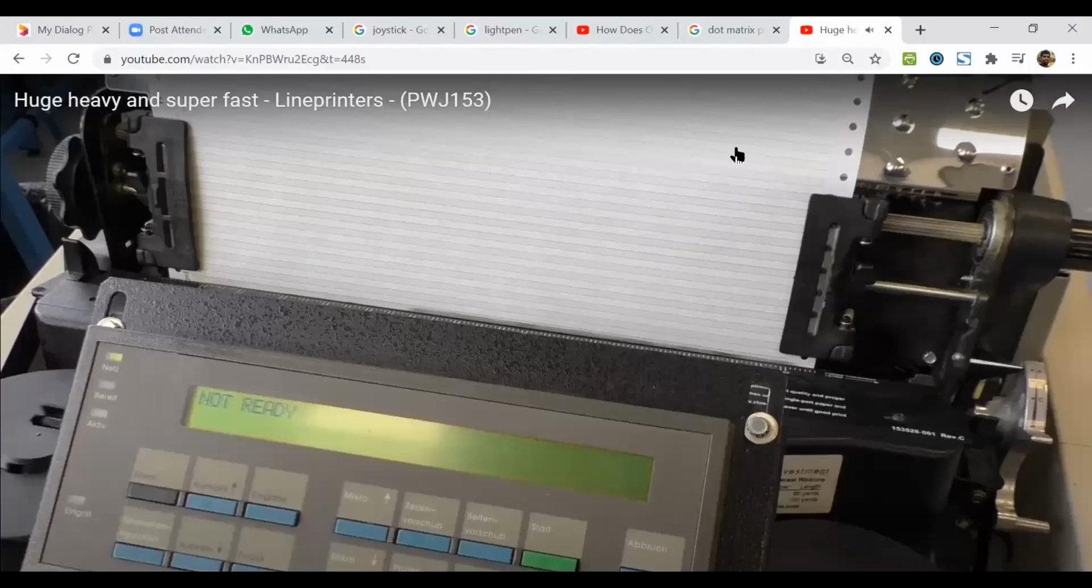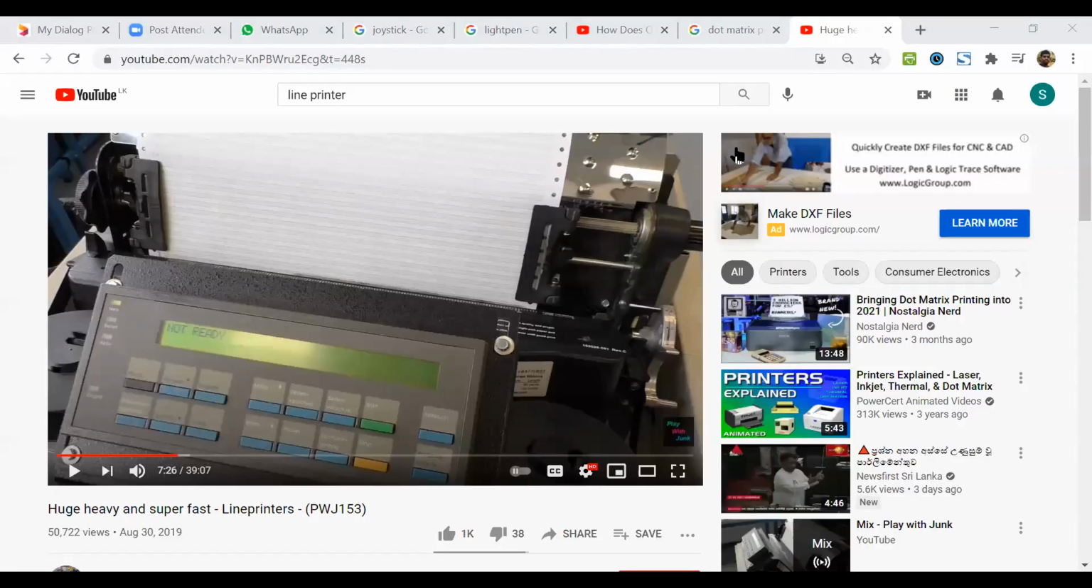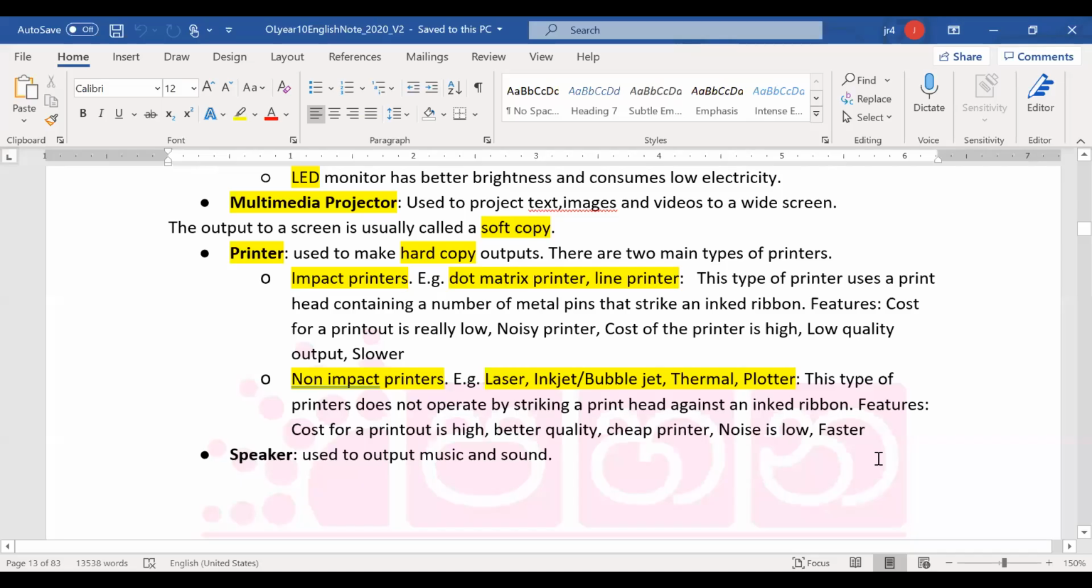So you see here, that's also very noisy one, and it's quite faster compared to dot matrix. So dot matrix and line printers are considered as impact printers. There will be an impact, there will be a printer head, and there are a set of metal pins that strikes on the ink ribbon, right? So the printout cost is very, very low, like maybe a couple of cents, and it's very noisy. Cost of the printer is high, and low quality output again is low.